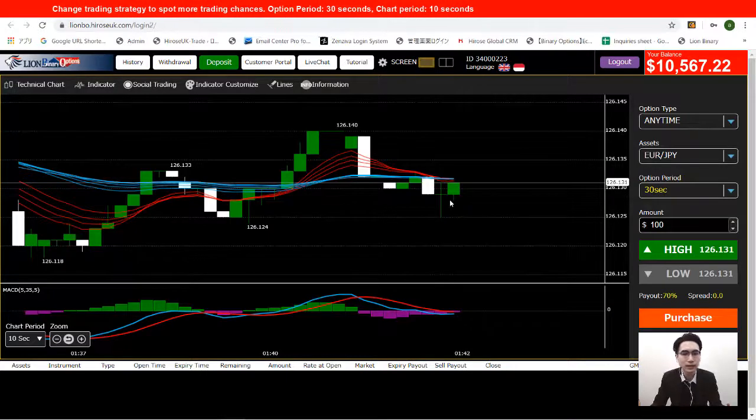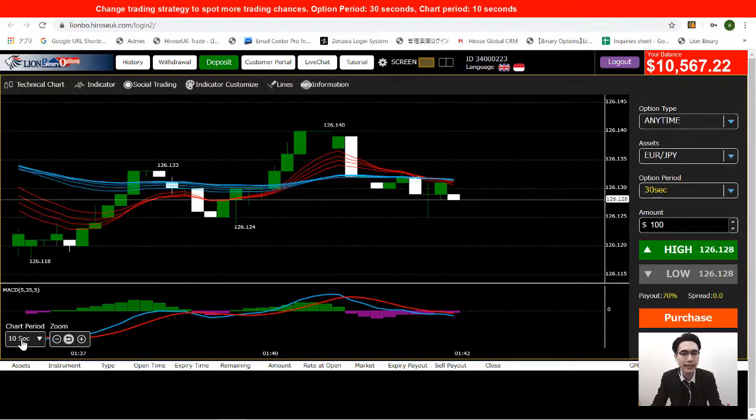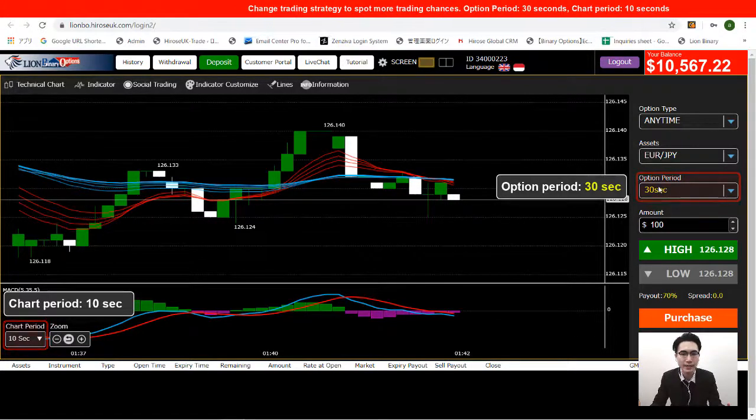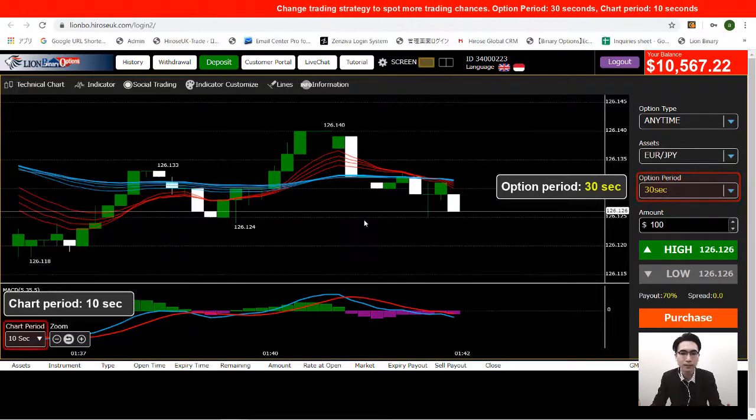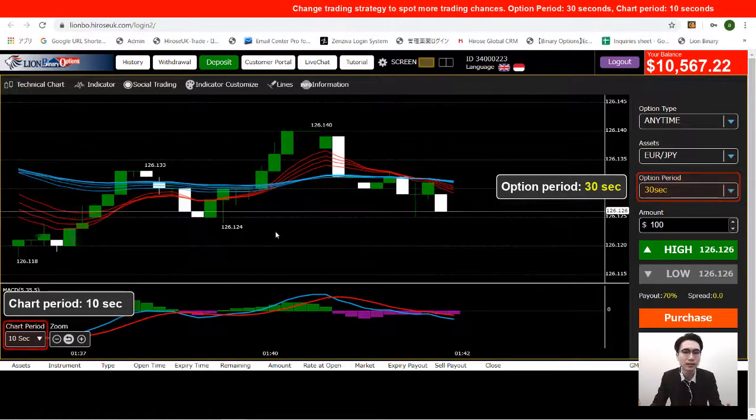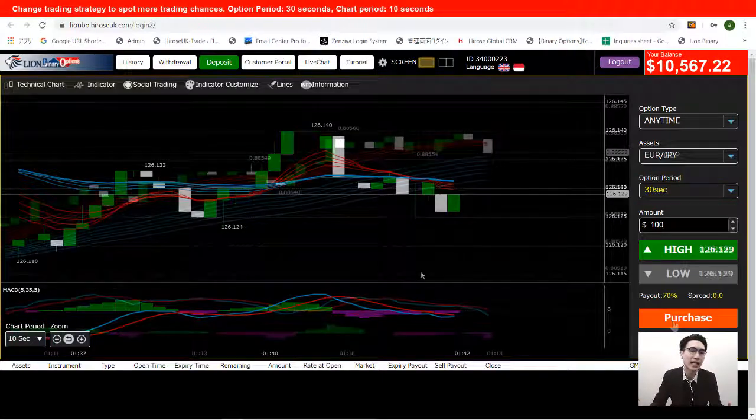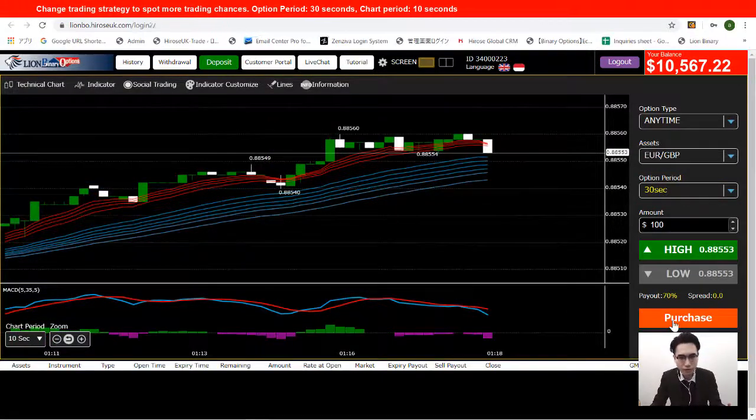The last thing I'm looking at is the chart period and option period. For today, I'll be using a 10 seconds chart to trade with 30 seconds option. Now the settings are all done, so we will be using the GMMA and MACD to see whether I can trade with this strategy.